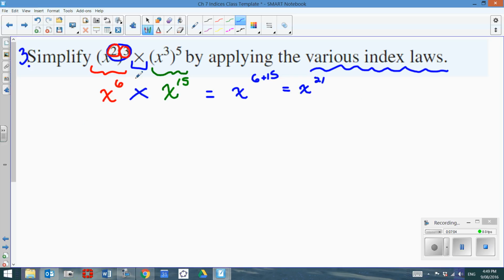So now that we have a few different rules for indices, we're going to start to put them together. So we'll have a couple questions where we might have to use more than one rule. So again, here we had our multiplication rule. So I'm going to write mult. And here we had our power rule. So we had to use both rules in one question.